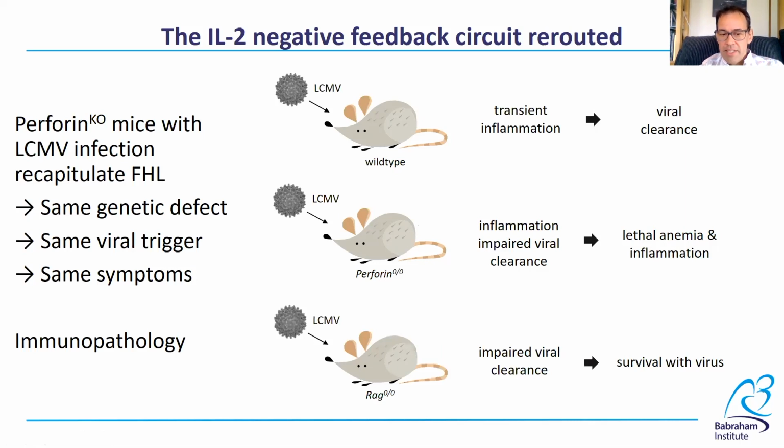The other thing I would note is that this is a pathology caused by the immune system and not caused by the virus. Because if you take a RAG knockout mouse that has got no T cells and no B cells, you have a massive impairment in viral clearance. But the mice are surviving the infection of LCMV. They just have high virus titers, but they're not dying of the viral infection, which means that in the perforin knockout mice, it is the immune response against the virus that is killing the mice, rather than the virus itself.